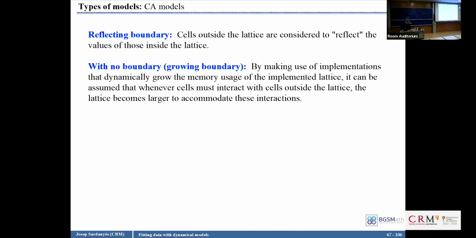Another one is to consider that there is no boundary. Then you have to work with dynamic memory programming. If you go here, then you add another, so the automaton grows. This can also be, for example, if you have a growing tumor, where the state space formed by cells is growing as time goes on.